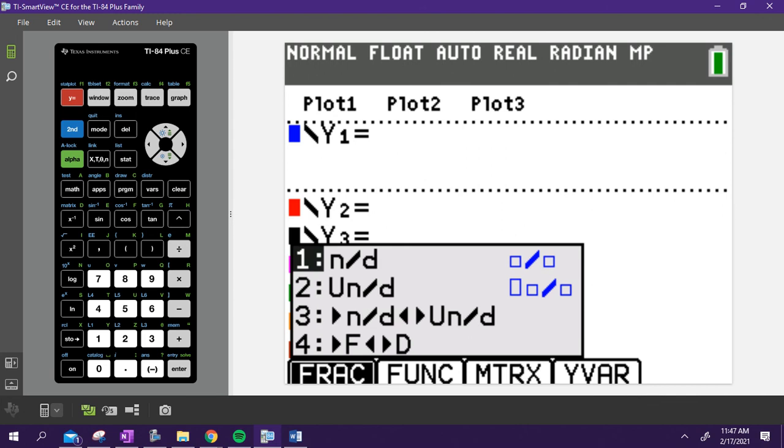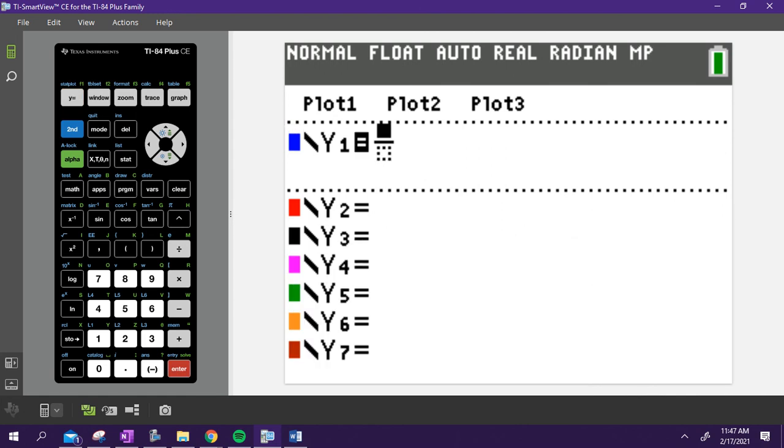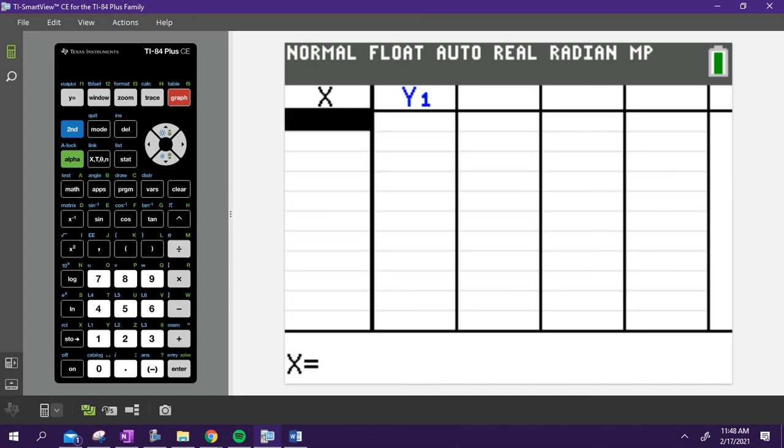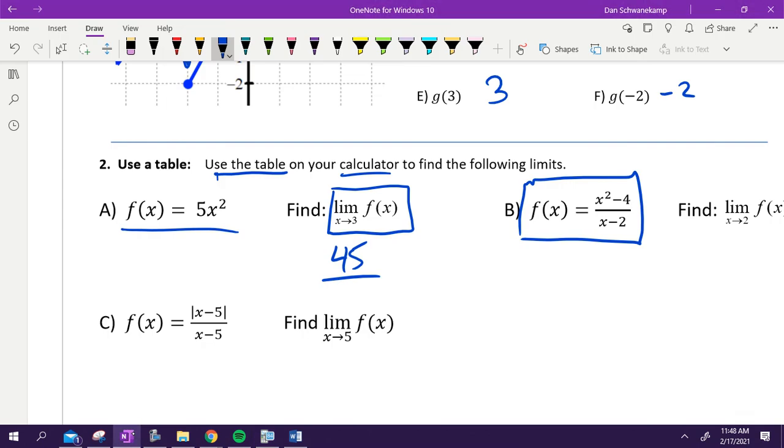Alpha, F1. I'm going to use the fraction button just to make everything nice and clean. On top, I'm typing in x squared minus 4. On bottom, I'm typing in x minus 2. Let's go to second table again. I'm going to that table. We are trying to find the limit as x approaches 2.